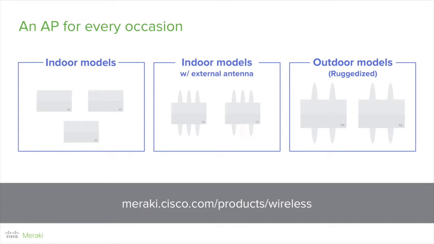And then we also have ruggedized outdoor models. These are the ones that are IP67 rated. Most of them also take external antenna, a different type of connector antenna, the N-type, than the indoor models, but they're IP67 rated for dust, moisture, vibration, heat, that kind of thing. Whether you're looking for very targeted, focused coverage externally, or you're just looking for basic coverage, we have models for that. So I would definitely check out the URL that you see at the bottom of your screen there, so you can check out all of our models.